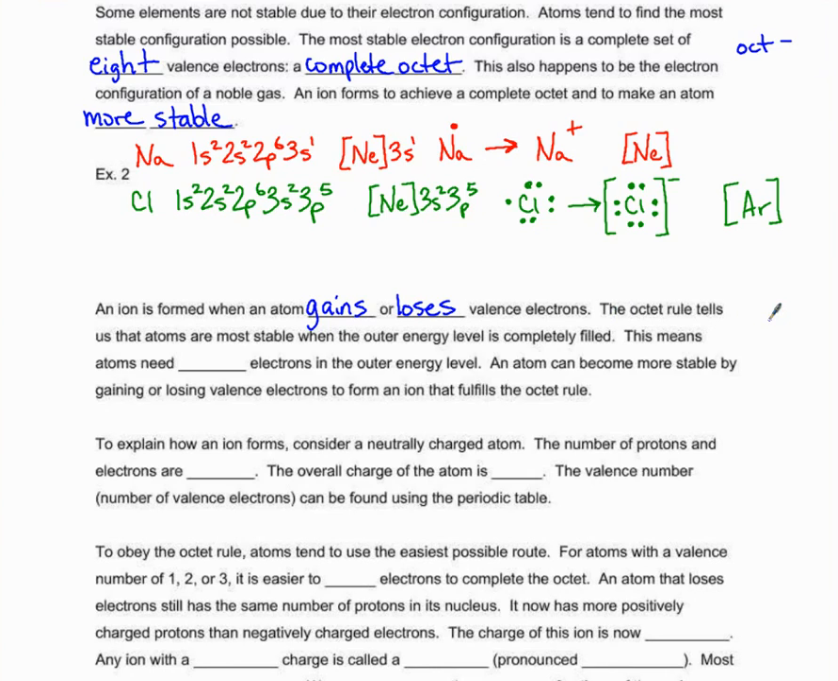Atoms are most stable when their outer energy level is completely filled. This means that atoms need 8 electrons in the outer energy level. And to do that, they become more stable by gaining or losing valence electrons, and it forms an ion. Ions are meant to fulfill the octet rule.